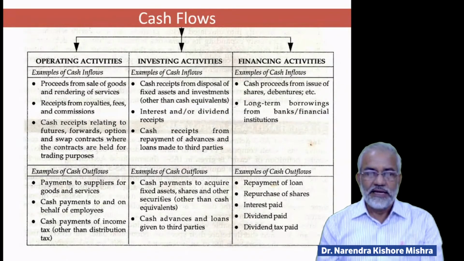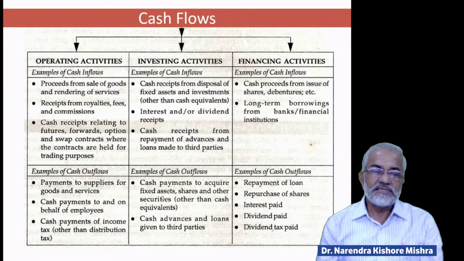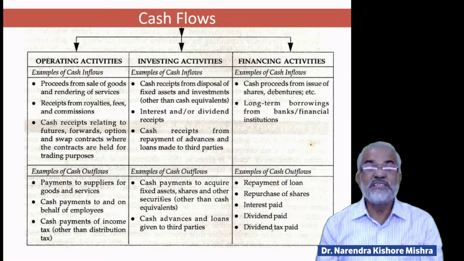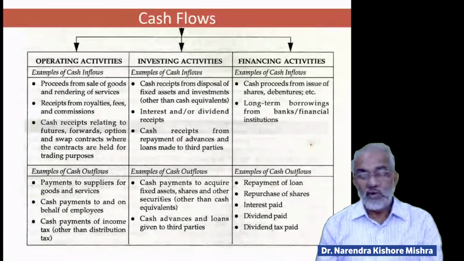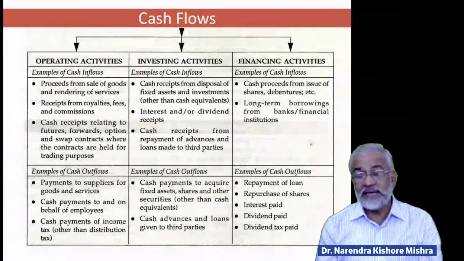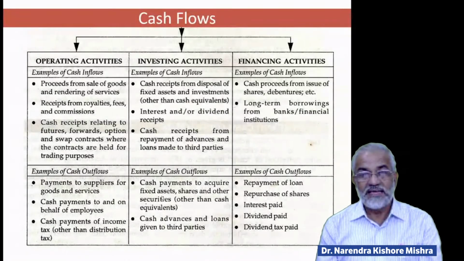Second item is interest and dividends which are being received on debentures and the shares which are being held by the company. Then the third item of investing inflow is cash receipts from repayment of advances and loans made to third parties. That means suppose some staff advances have been given in a particular year and that has been realized in a subsequent year, when it is realized, that gives rise to the inflow of cash.